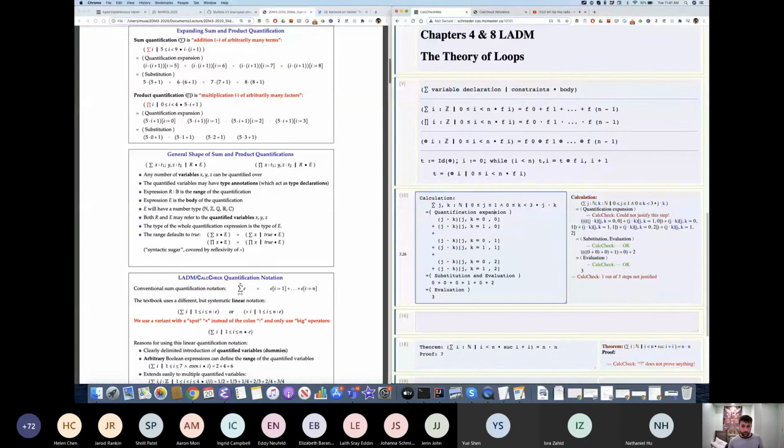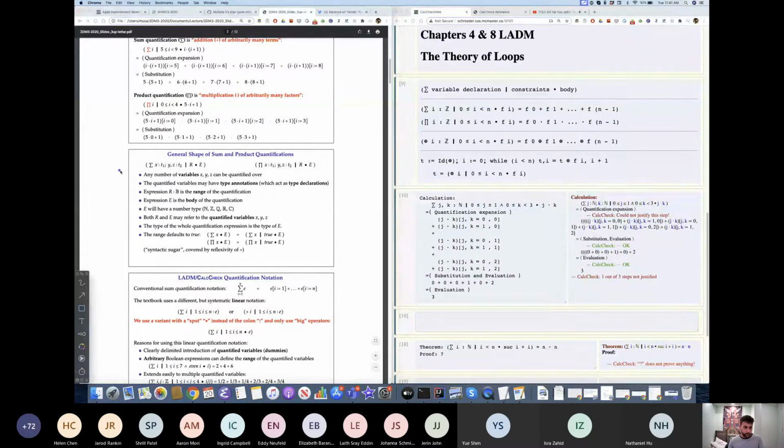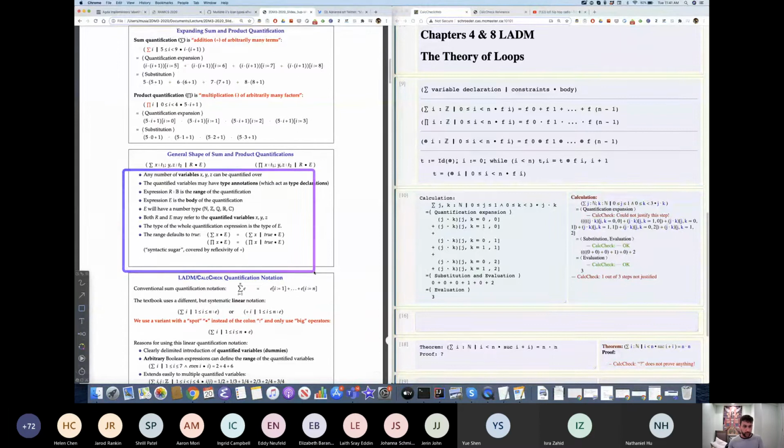Again, the variables go first, then the constraints, then the body. All right, as expressed right here. Okay. Again, this is all in the book, so nothing new yet. Just a review of last time.